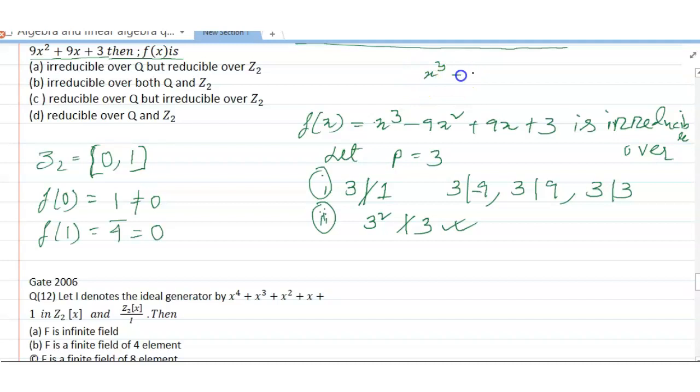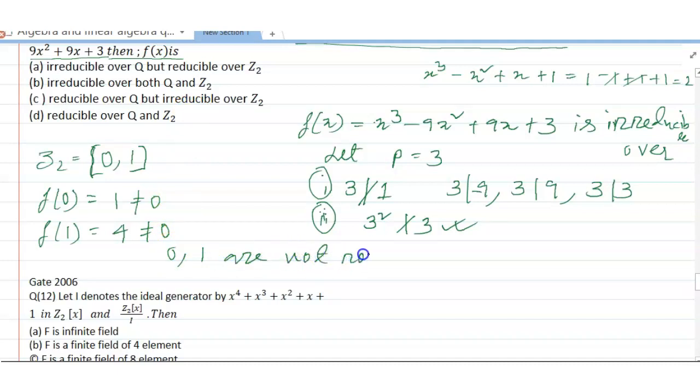The reducible candidate is x cube minus x square plus x plus 1. Then the value is 1 plus 1. I get 4, which does not equal 0. So 0 and 1 are not roots of f(x), so it is also irreducible. So both Q and Z2. Next problem.